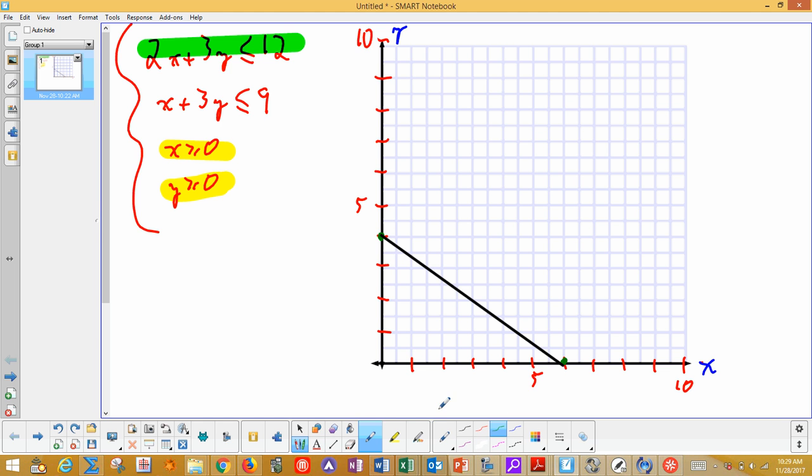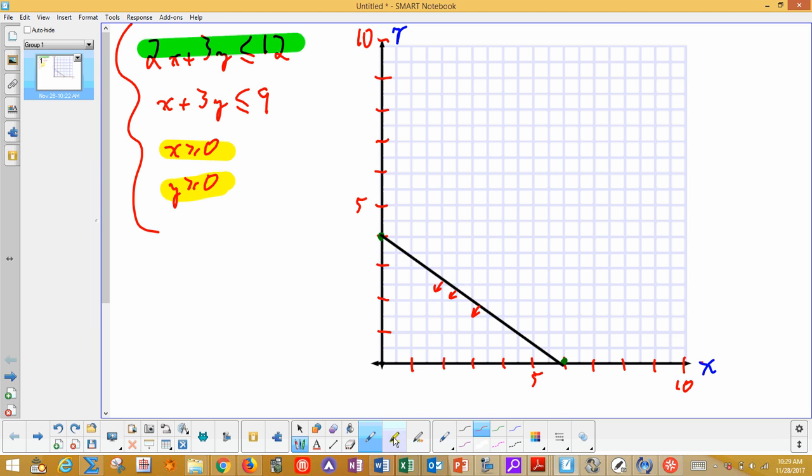And then I have to decide which way to shade. I'm going to pick 0, 0 here and see if it works. 0 plus 0 less than or equal to 12. It is, so I'm going to shade down. But I'm not going to illustrate that all yet. I'm going to keep in mind that I'm going to shade down.